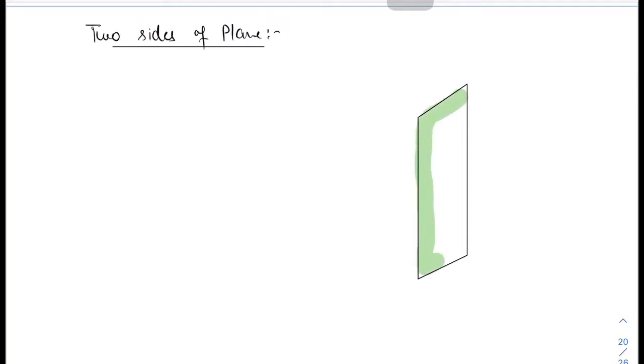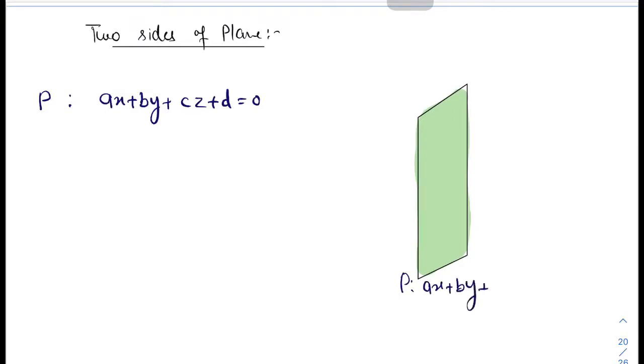If we are given this plane, okay, and we are given 2 points, so let me write the equation of this plane as ax plus by plus cz plus d equal to 0. So this is our plane P, which is ax plus by plus cz plus d equal to 0, okay.